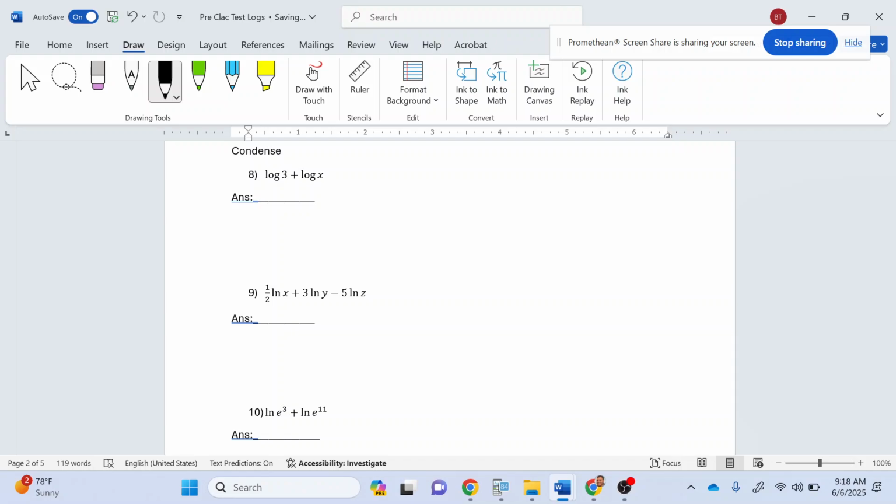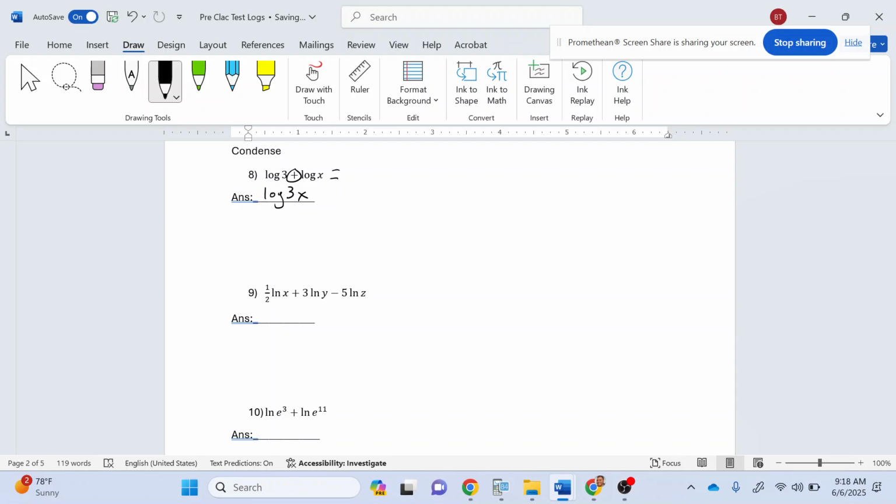Next one, the condense. So condense, remember you've got to put this together. Maybe you could put this in the calculator. But because it is adding, that would mean when you condense it, it becomes multiplication. So the answer to this is log 3 times x.